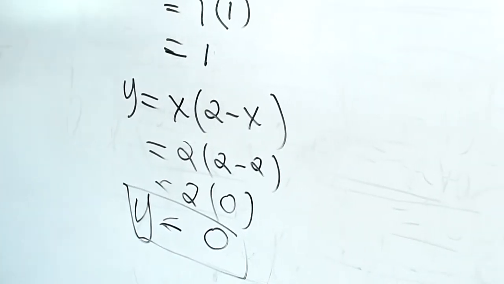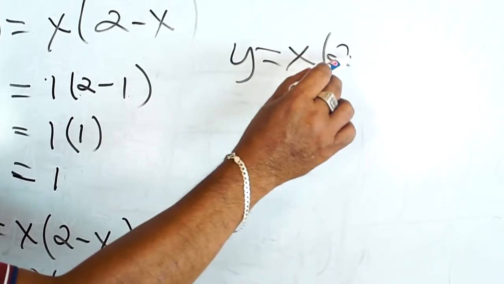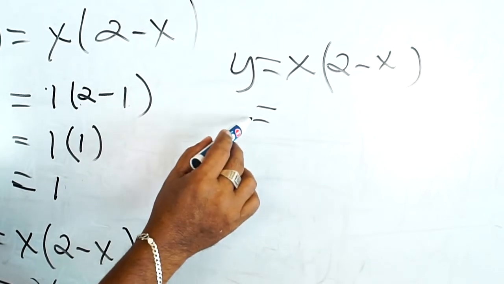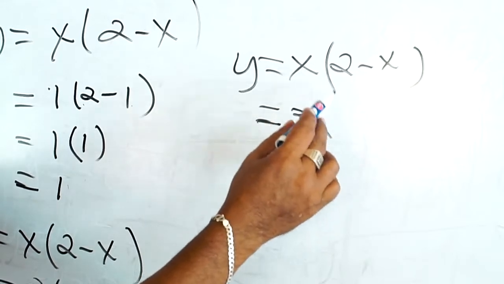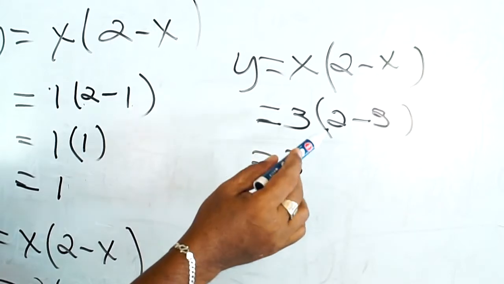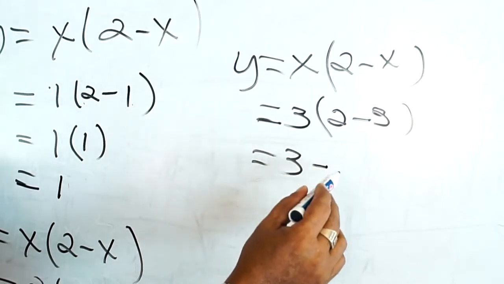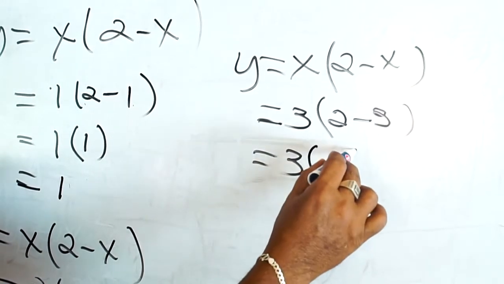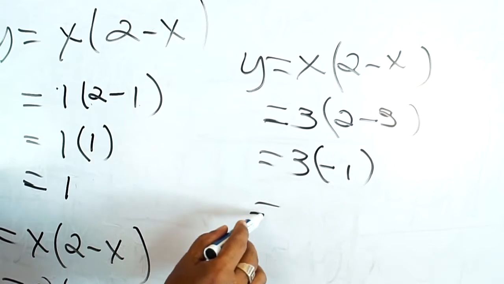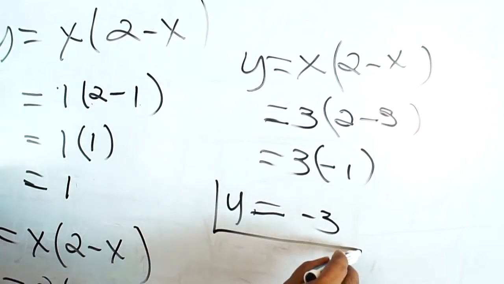Then next, we have the third term. Okay, y is equal to x open quantity 2 minus x close quantity. So the third counting number is 3. Then we multiply it by 2 minus 3. Okay, so we have here 3 times, 2 minus 3, which is negative 1. Then we multiply. Negative 1 multiplied by 3, so the product is negative 3. Negative 3 is the third term.